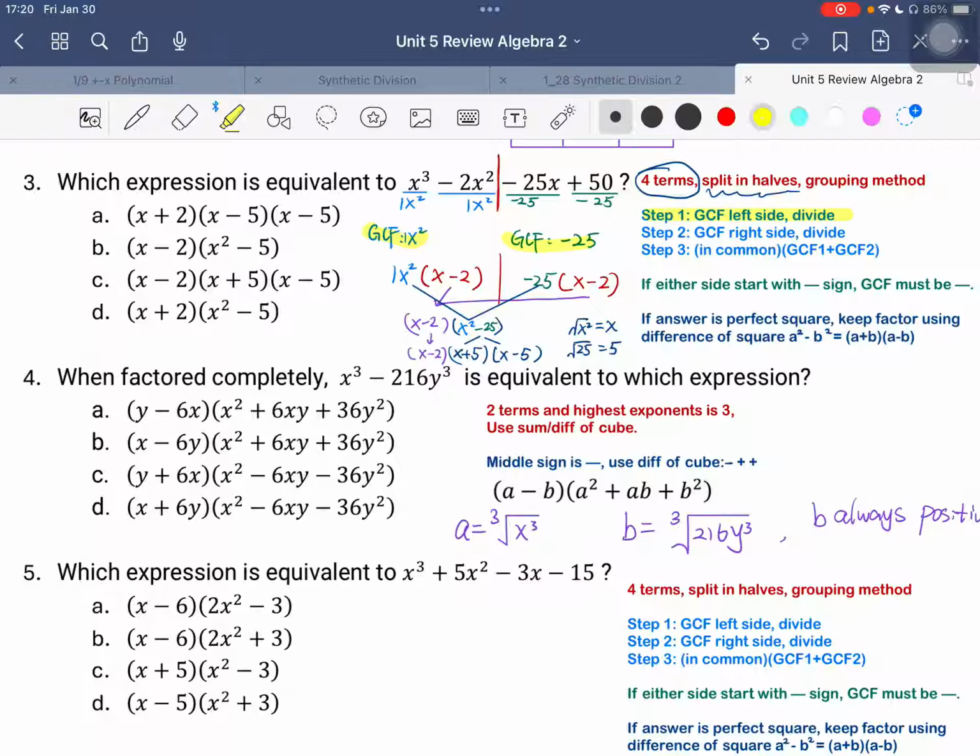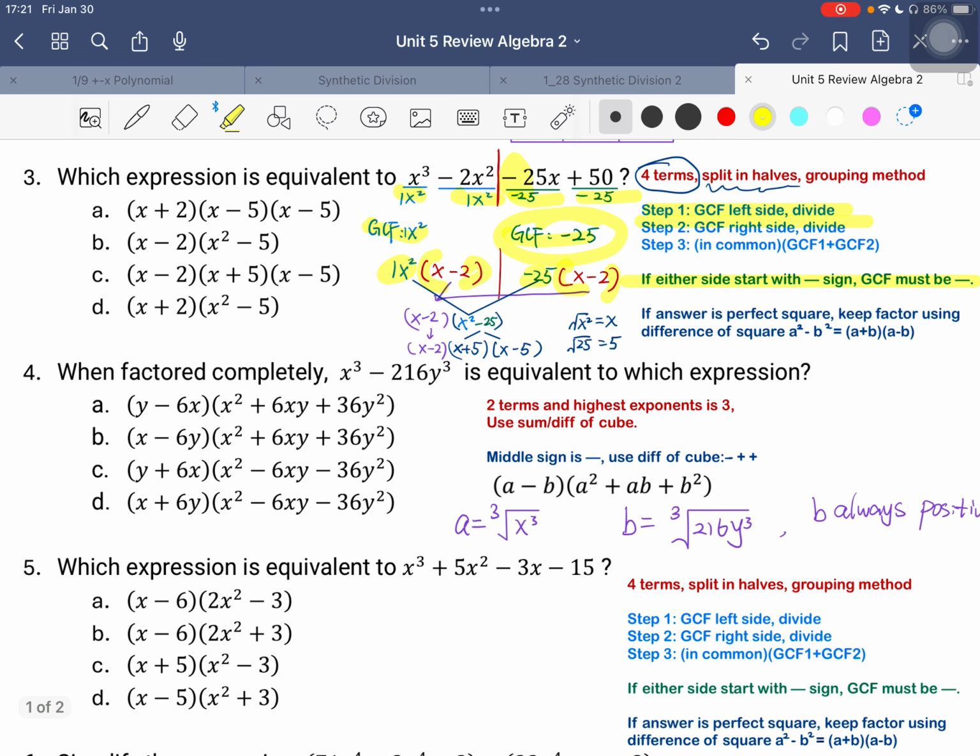So step 1, GCF on the left side, divide each term by GCF. Step 2, GCF on the right side, divide each term by GCF. And then you get the GCF and the remainder on both sides. Remember, if either side starts with a negative sign, your GCF must be negative. For example, the second half starts with a negative sign. That's why my GCF is -25.